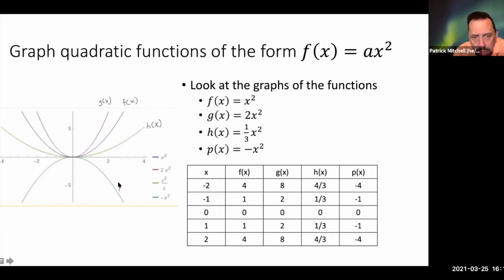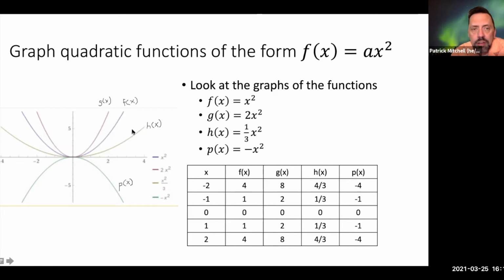Now you already actually know something about this. In chapter 8, we talked about reflections across the x-axis. So you should have already known that the graph of p of x would be a reflection across the x-axis of the graph of f of x. And by the way, I'm shocked at how good these look.